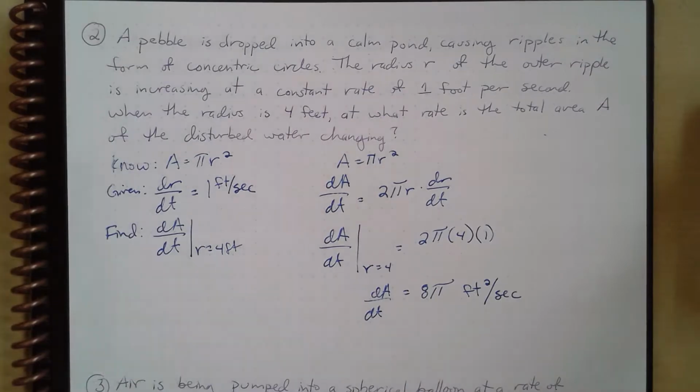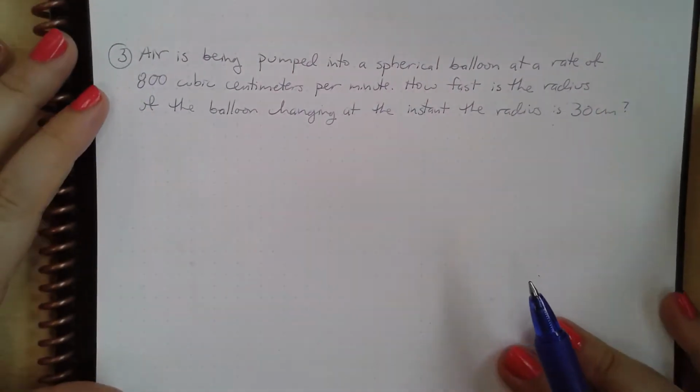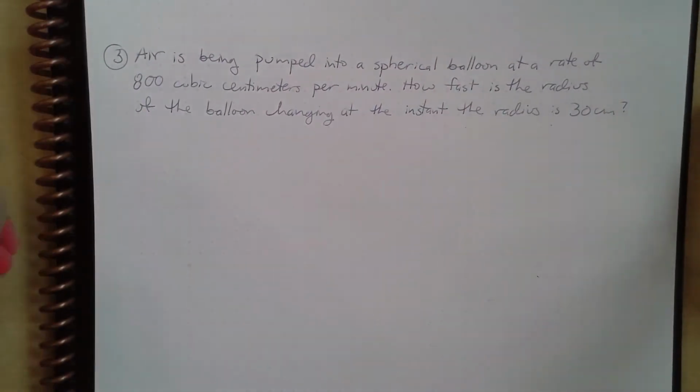All right, let's do another example. I have quite a few examples of these problems because I think that the more you see them, the more you get used to them. So air is being pumped into a spherical balloon at a rate of 800 cubic centimeters per minute. How fast is the radius of the balloon changing at the instant the radius is 30 centimeters?